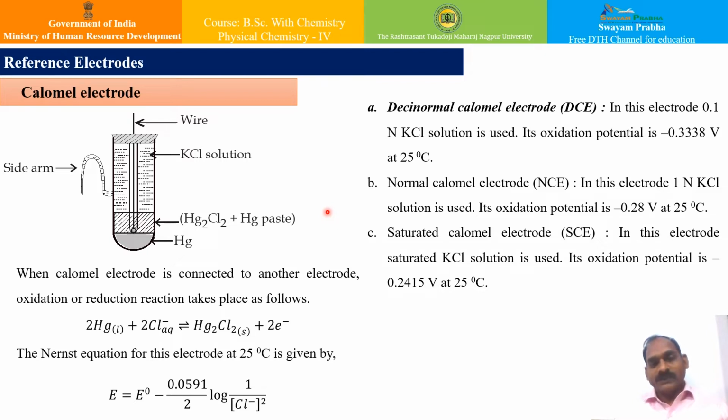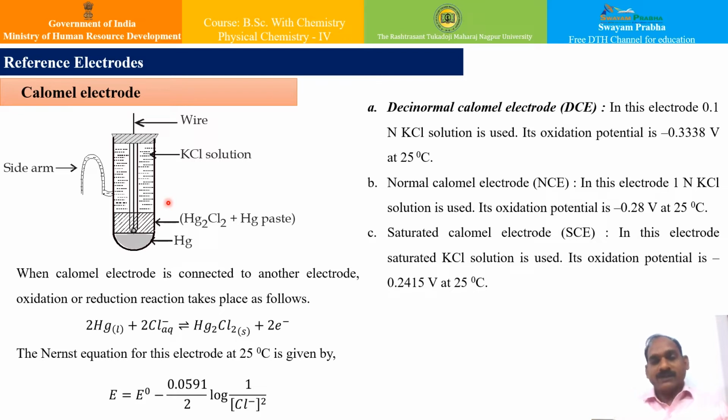We have seen the construction of the calomel electrode in our previous lecture, in short. You can see here the figure of the calomel electrode, and there are various advantages of this calomel electrode over the hydrogen electrode. Because of its portability, this reference electrode is very utilizable and very convenient to handle.